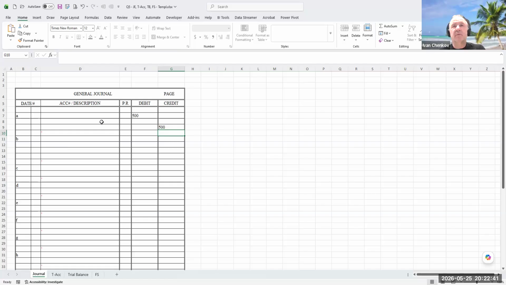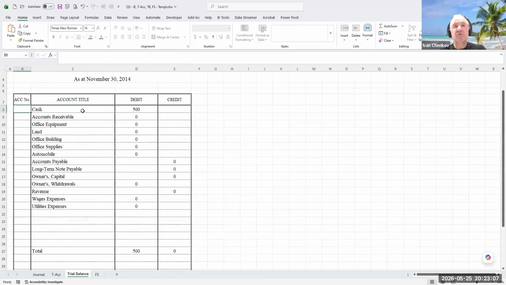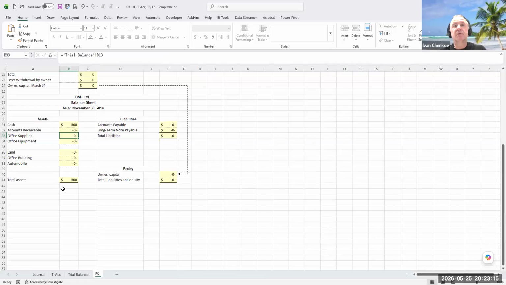And that keeps going. That's one thing. The other thing is, once you make a general journal entry, you have to post it to the T accounts. Once you post something here on the T accounts, let's say $500 cash received, automatically all the information is going to fill up on this worksheet, the T account. Now, if you go to the trial balance, it is also going to be filled up. If you go to the financial statements, they are also going to be filled up.